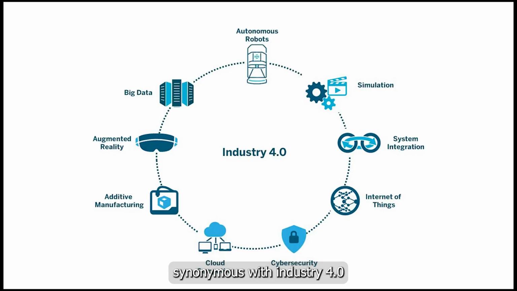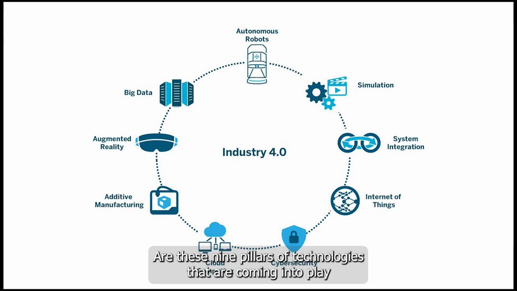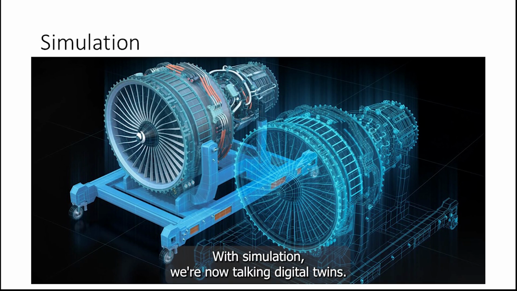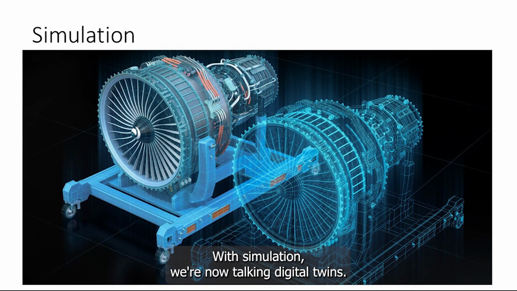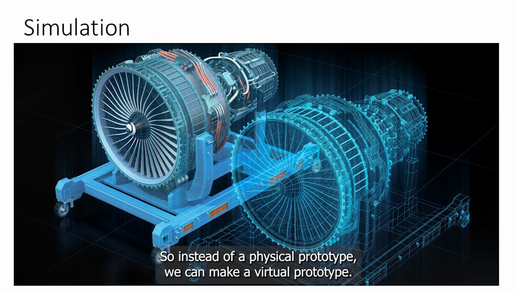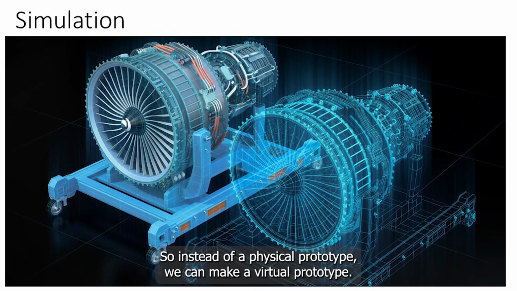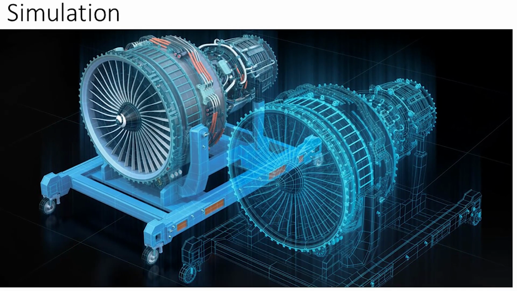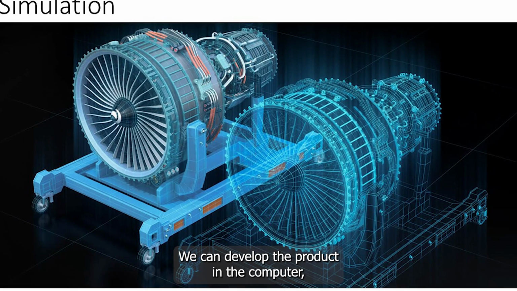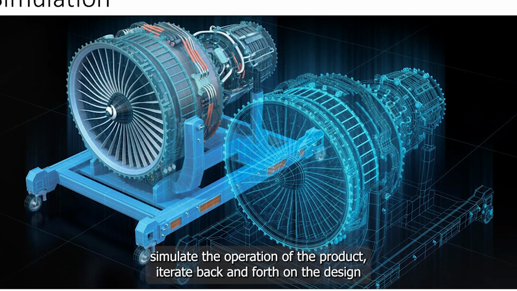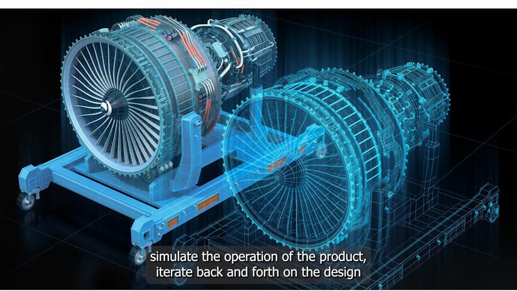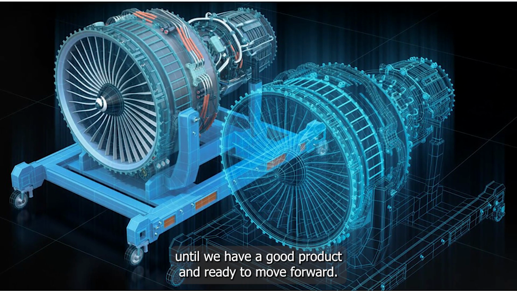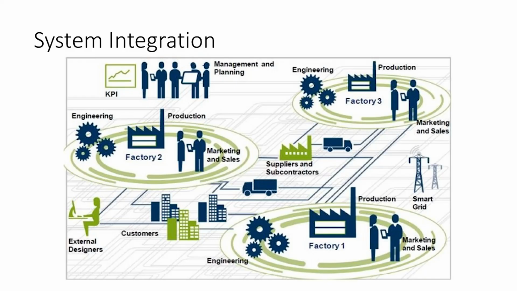Synonymous with Industry 4.0 and the fourth industrial revolution are these 9 pillars of technologies that are coming into play for manufacturing. With simulation, we're now talking digital twins. So instead of a physical prototype, we can make a virtual prototype. We can develop the product in the computer, simulate the operation of the product, iterate back and forth on the design until we have a good product and ready to move forward.